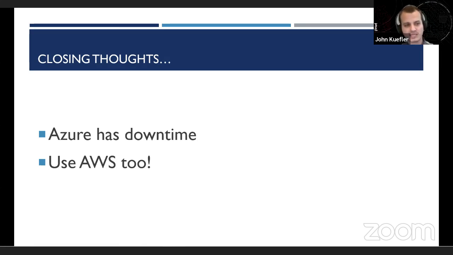And I'd also say use AWS also. A lot of companies use both AWS and Azure because they want to have inter-cloud redundancy. And I think that's a good idea to be familiar with both clouds. But I'm more familiar with Azure. I use Azure for the most part, so that's what I wanted to talk about today.